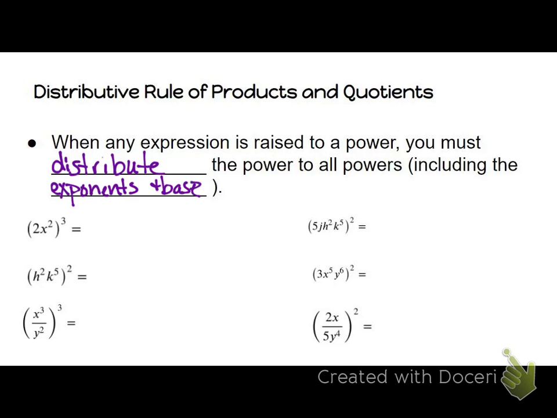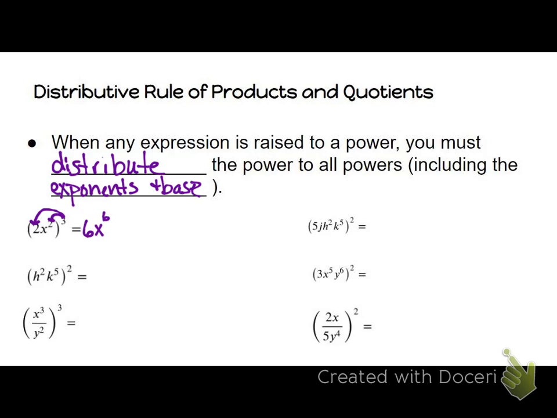Okay? So, what that looks like. If there is more than one variable or more than one number in the set of parentheses, we're going to distribute that power to each within the parentheses. Okay? So what that looks like, we're going to take that 3 times 2. What's 3 times 2? 6. Okay? Then we're also going to distribute it to our exponent. So what's x squared times 3? What's 3 times 2? 6.